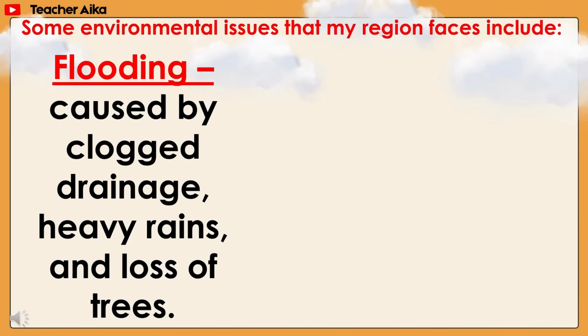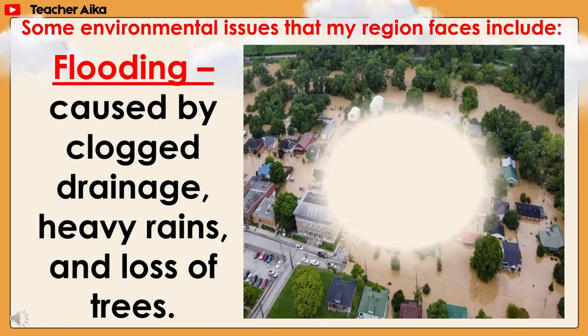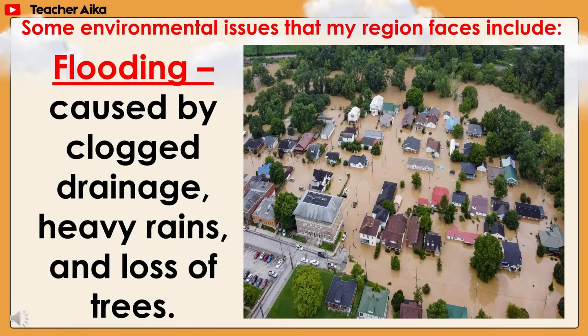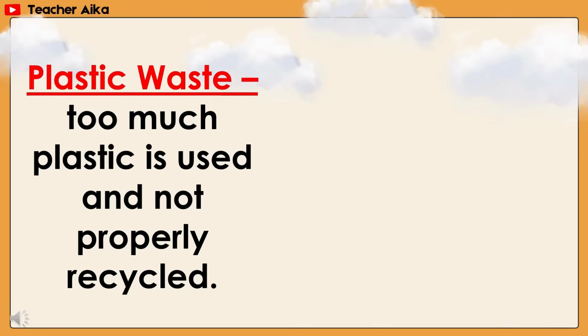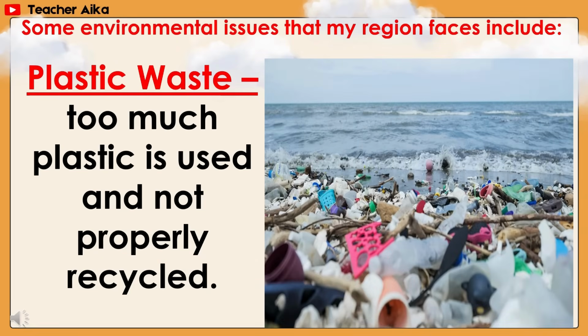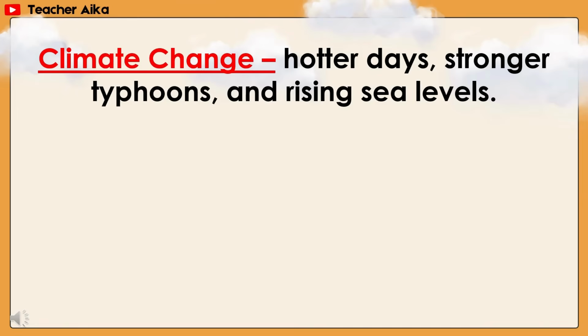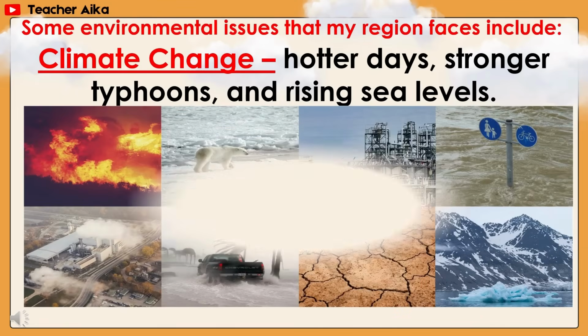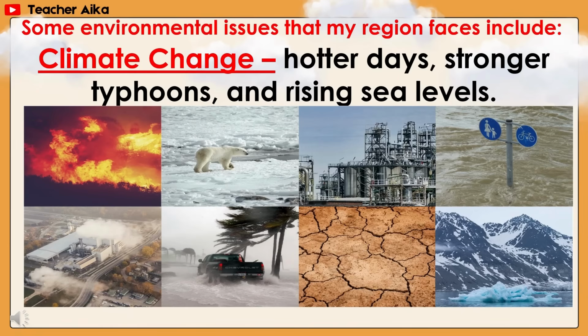Flooding, caused by clogged drainage, heavy rains, and loss of trees. Plastic waste. Too much plastic is used and not properly recycled. Climate change. Hotter days, stronger typhoons, and rising sea levels.